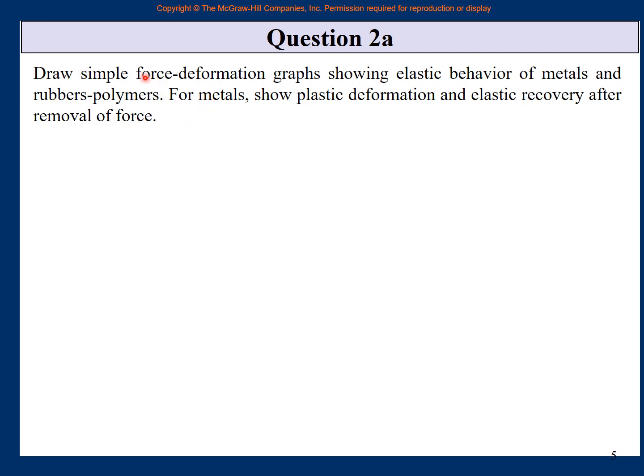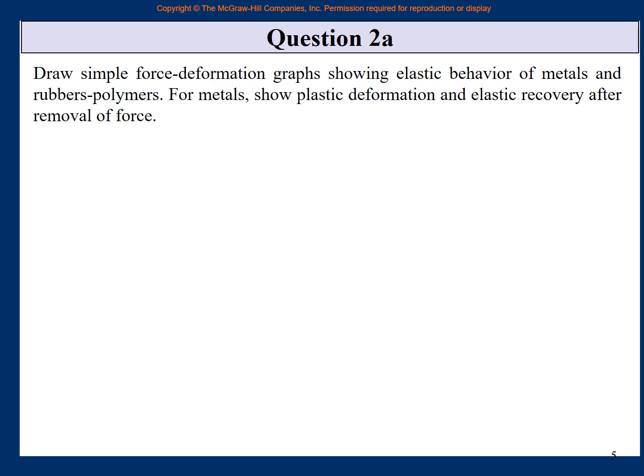Remember, it is a force deformation graph, not a stress strain graph. So this is the first thing: please do not write stress and strain on the x and y axes. Write force and deformation. Otherwise, one part of your question is already wrong. So in the first part, we are just asking to draw simple force deformation graphs showing only the elastic behavior of metals and rubber polymers, only the elastic behavior.